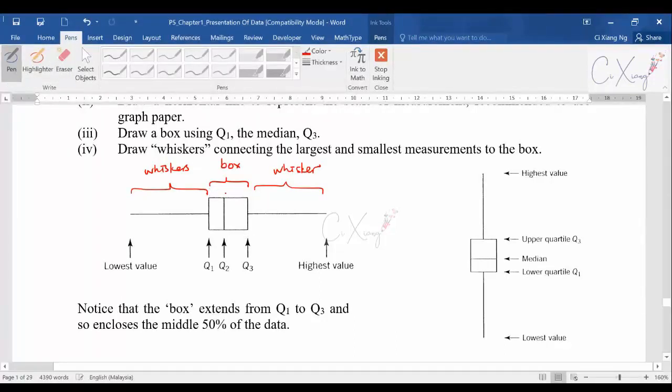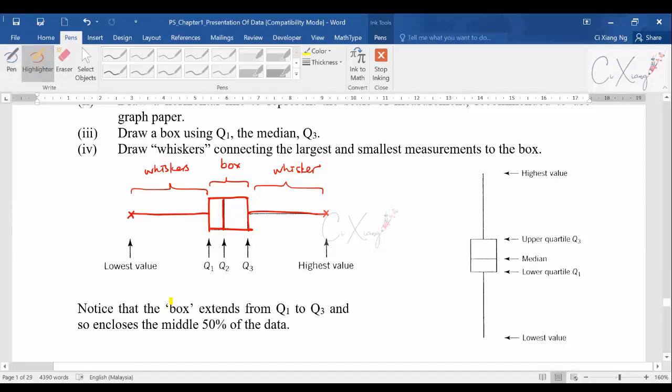So how can we form the box actually? The box is formed by using the 3 quartiles that you find in the data: the value for the first quartile, the value for the median, the value for the third quartile. So you draw 3 straight lines for the quartiles, and after that you join these 3 lines using 2 horizontal lines, and it forms a box. After that, when you have the lowest value, you put a cross on the lowest value, you put a cross on the highest value, and you join the lowest value to the box that you created just now, and also the highest value to the box. So this actually forms the box and whisker plot.